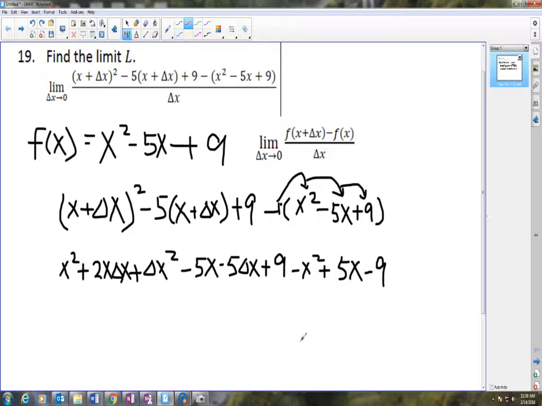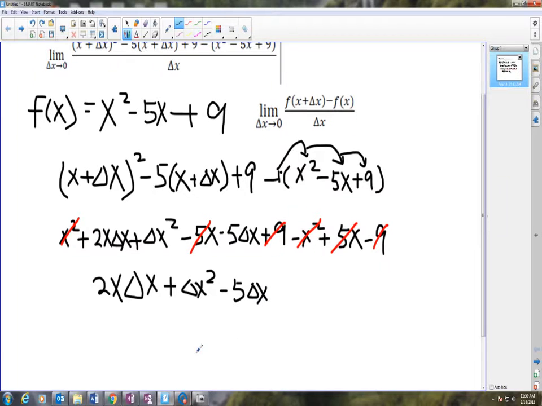Things work out here because things cancel. x squared minus x squared cancels out. 9 minus 9 cancels out. 5x and negative 5x cancel out. So what I end up with for my numerator is 2x delta x plus delta x squared minus 5 delta x, the whole thing over delta x.